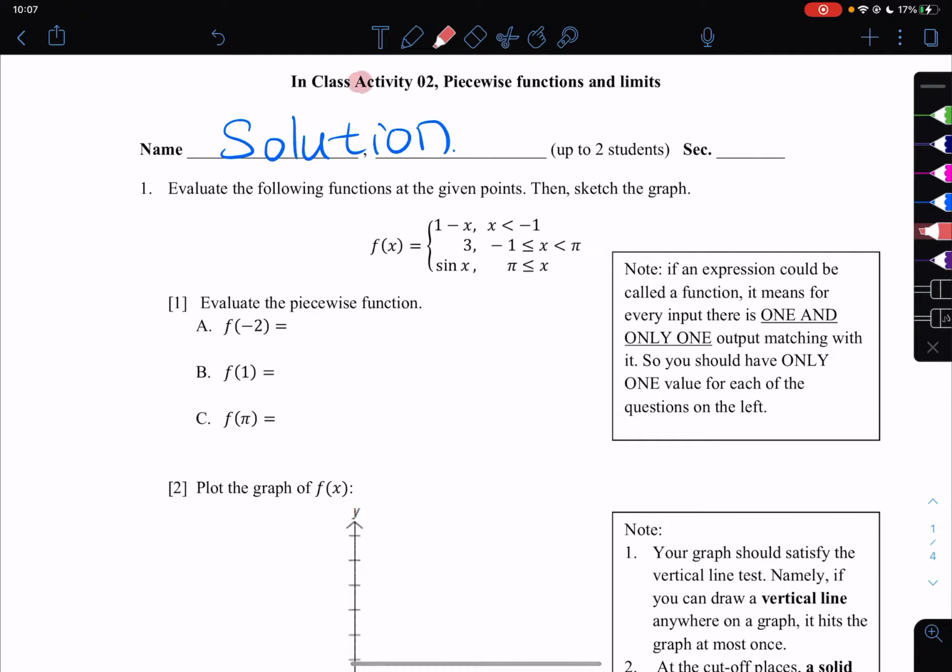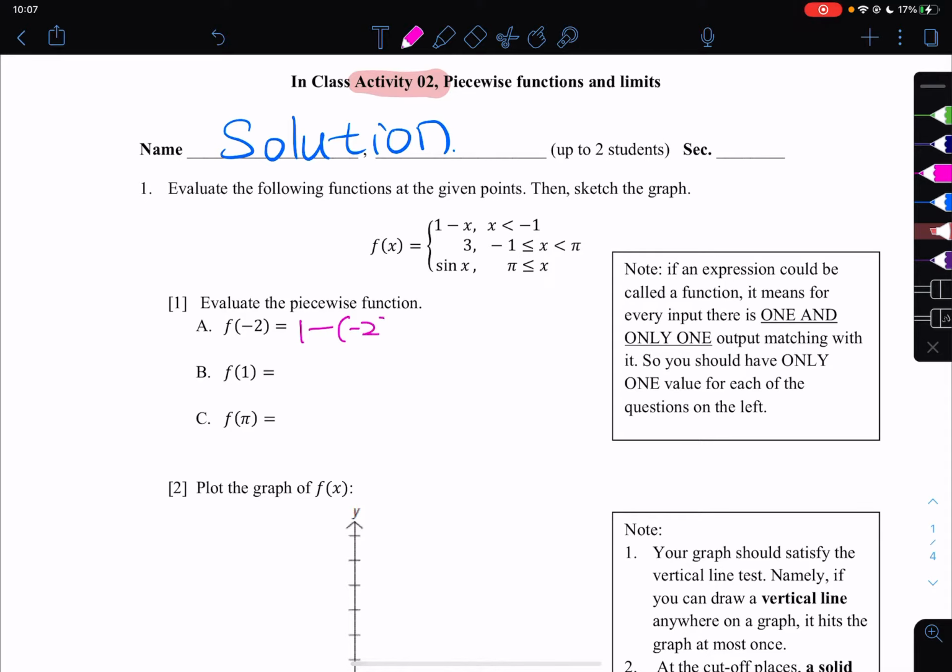We're going to go over activity number 2 here. So first problem, you are asked to evaluate a piecewise function. You make the decision by looking at the conditions first and compare where your input belongs. So for -2, it's clearly less than -1, so you only read the first row. Your function reads as 1 minus input.